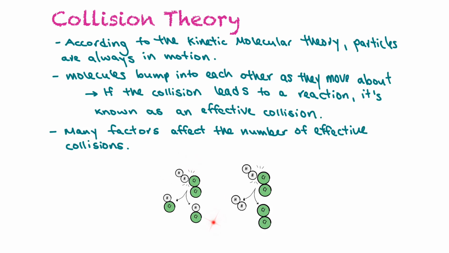So in this example, a hydrogen molecule bounced into a chlorine molecule, and an effective collision did occur because we ended up with 2 molecules of hydrogen chloride. Over here, the hydrogen and the chlorine bumped into each other, but it didn't lead to an effective collision. They didn't strike each other at the right energy or the right force, so the bonds weren't broken and reformed. There are many factors that affect the number of effective collisions that can occur. We'll take a look at those over the next few moments.